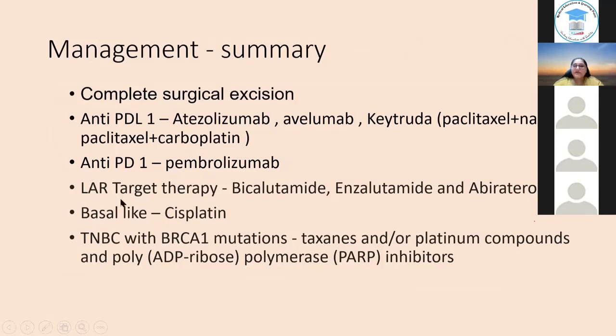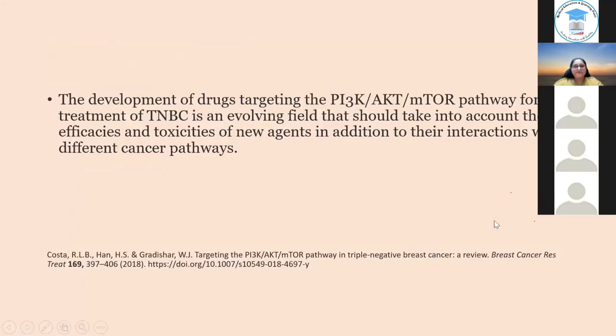If it is luminal androgen type positive, bicalutamide or enzalutamide is going to affect it. If it is basal-like, like BL1 and 2, cisplatin can help. If the TNBC cells are positive for BRCA1 mutation, the taxanes and PARP inhibitors can help. Okay, so this is one point I would like to share, but I'm not going to detail it. The development of drugs which target the PI3K, AKT, and mTOR pathway is an evolving field, but no well-established drug is established for the treatment of that. This is currently under research.